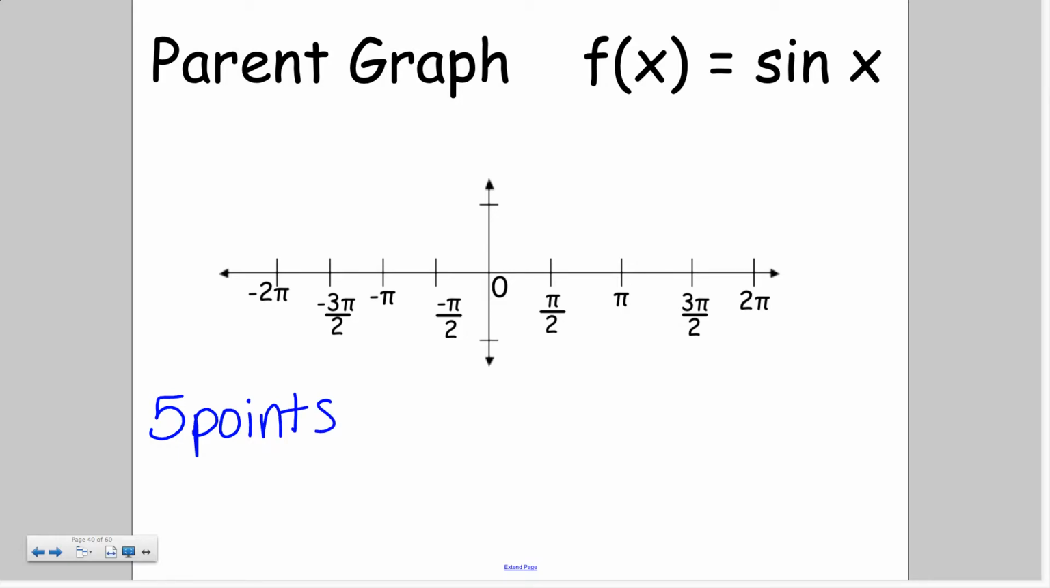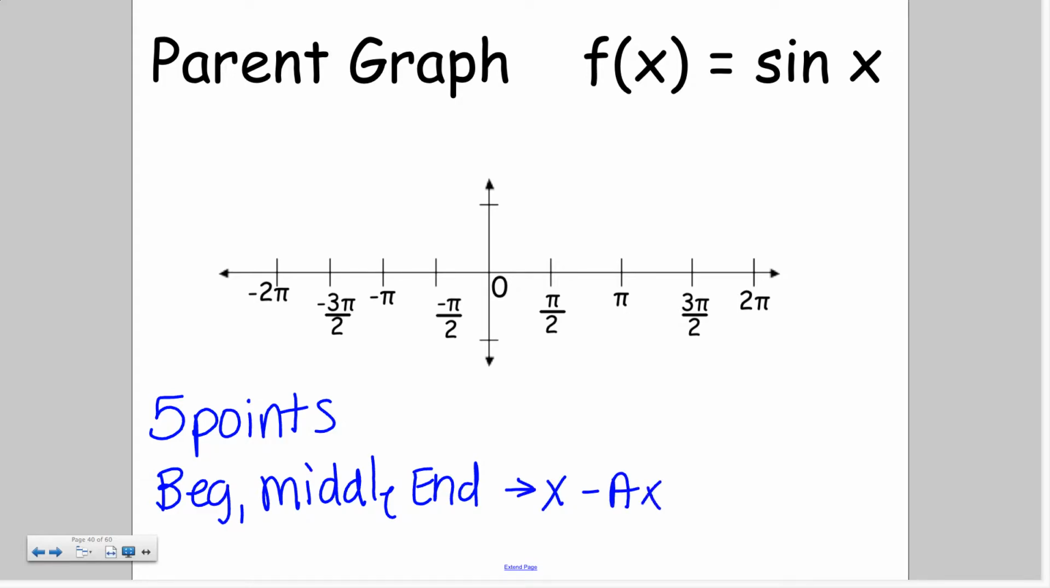With sine, you're going to have a beginning, a middle, and an end. And those 3 of your 5 points are going to be on your x-axis. So, for your parent graph of sine, you're going to start at 0, and you're going to end at 2 pi. That's all the way around the circle. Remember, this is the parent function, so it's all the way around. All right? To find your other 3 points, you're going to go in half.